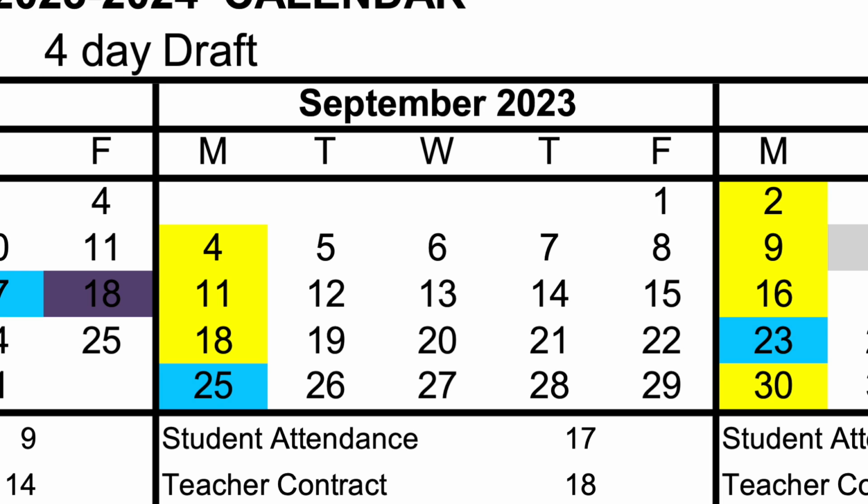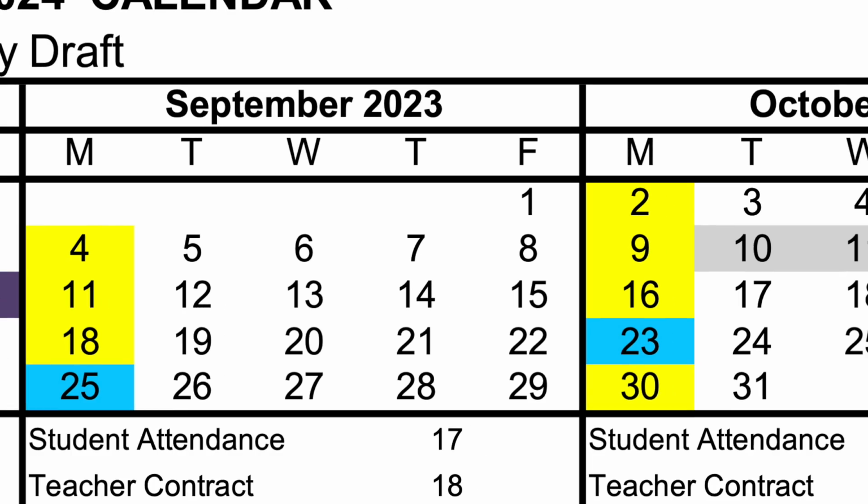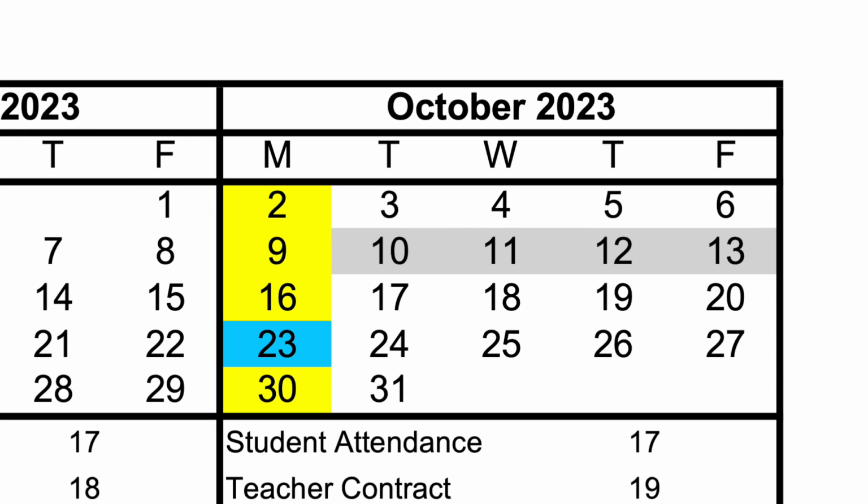so there's no school for students. The 11th and the 18th of September, we do not have students or our teaching staff. And then the 25th of September, we do have a PD day. In October, the 2nd, 9th, 16th, and 30th, we do not have students or our teachers in, but the 23rd is a PD day. And then also you do have parent-teacher conferences the week from the 9th to the 13th. We do have school on the 13th.